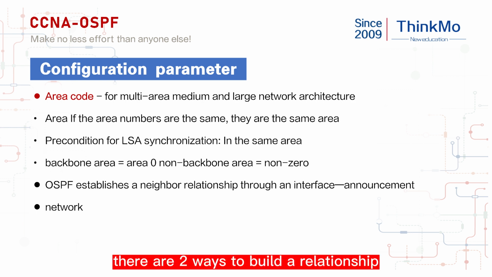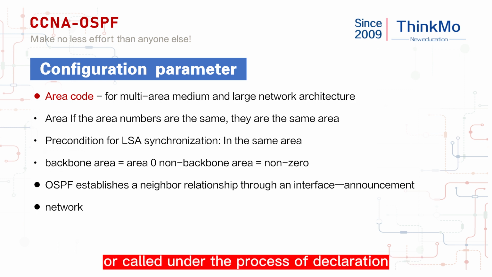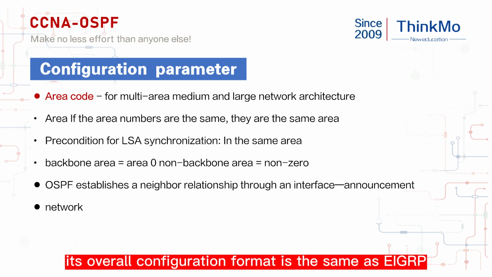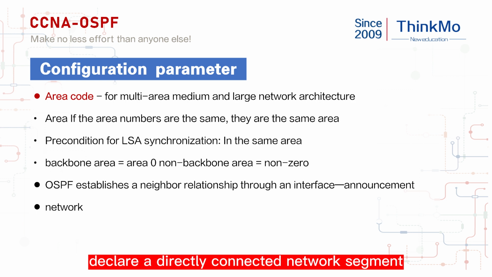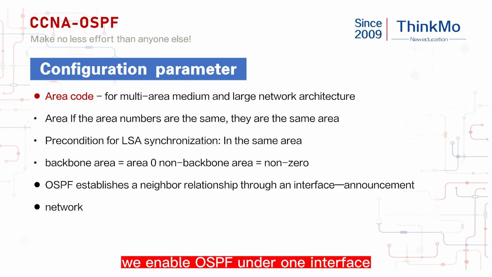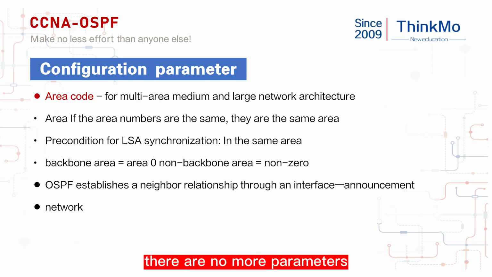There are two ways to build a relationship. One method is called the declaration under the region, or called under the process of declaration. Its overall configuration format is the same as EIGRP. Declare a directly connected network segment between the two, followed by a wildcard mask. At this stage, we can understand it according to the anti-mask. Or, we enable OSPF under one interface. It is also equivalent to declaring it. These are two different ways. In fact, there are no more parameters.